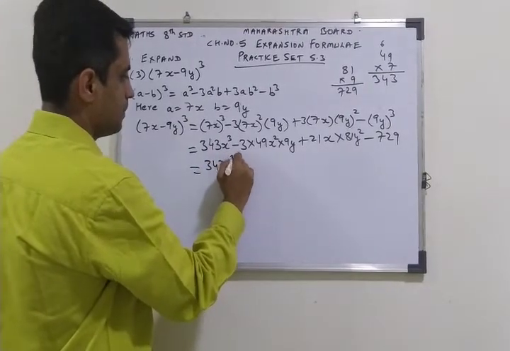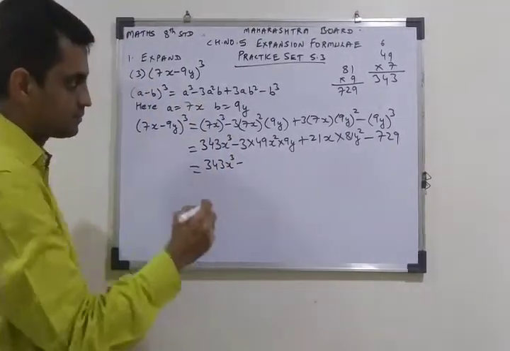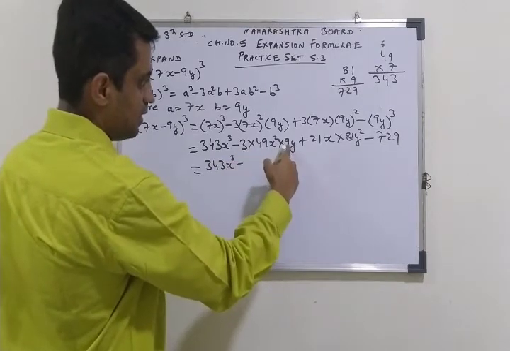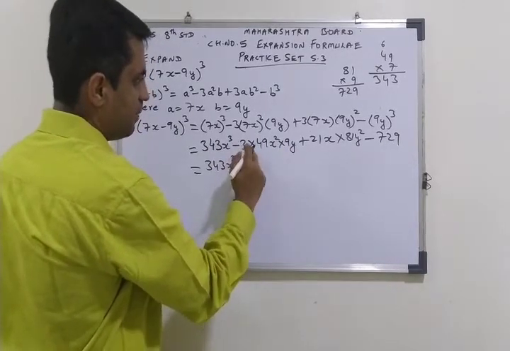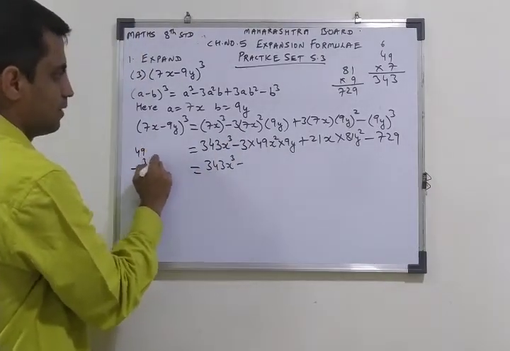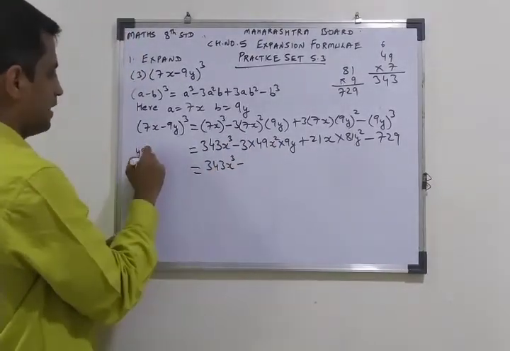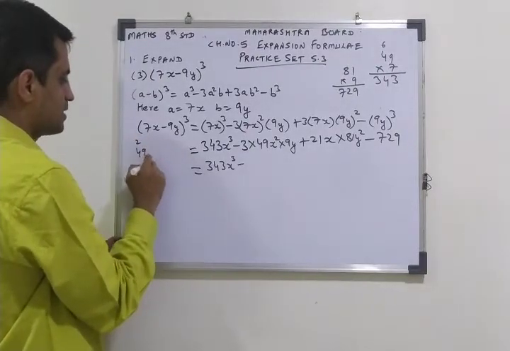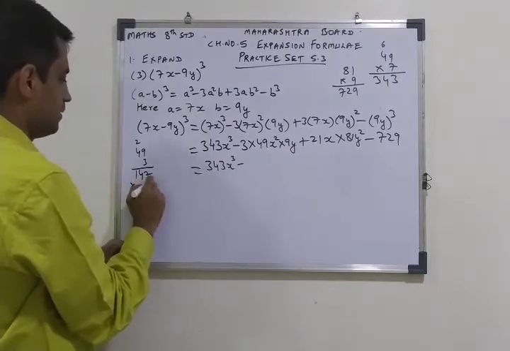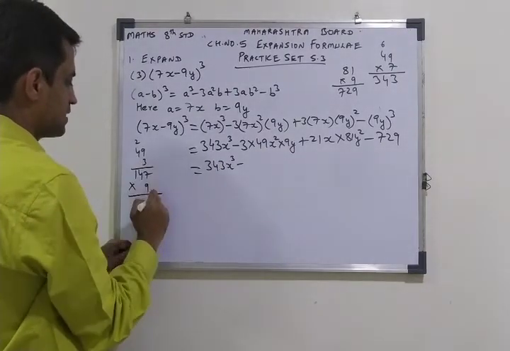343 x cube minus, now here let us do 9 threes are 27. You can multiply all together. You can see here 49 into 3. So 9 threes are 27, 4 threes are 12, 13, 14. Then into 9 again. 7 nines are 63.